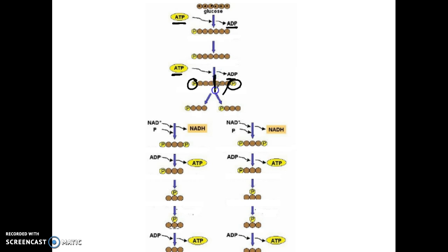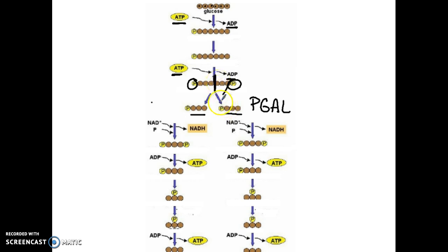So there's a breakdown. It basically splits right in half into 3-carbon molecules, each with 1 phosphate. This is a recognizable molecule. This is PGAL. We talked about that back in photosynthesis, where during the Calvin cycle, the PGAL was removed, and it took 2 of them to make glucose.